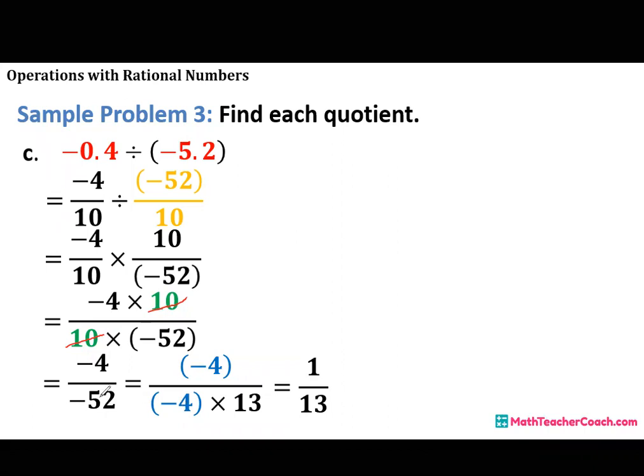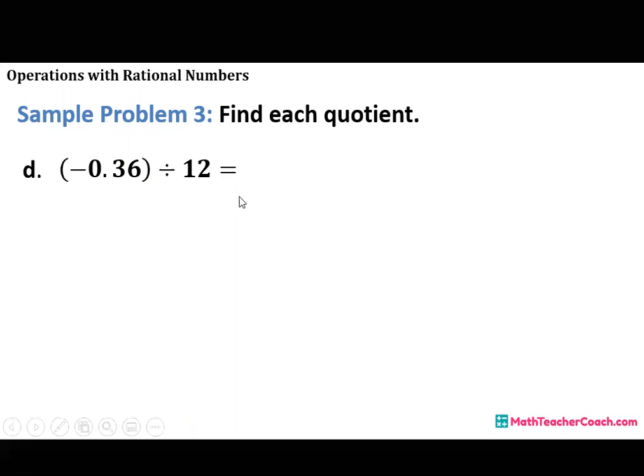I can expand now 52. It will be negative 4 times 13. Cancel, so this one equals 1 and this one equals 1. So by the end, I have 1 over 13. Then with decimals, I can change them into fractions. If the decimal point is after 1 digit, it will be over 10. If the decimal point is after 2 digits, it will be over 100.